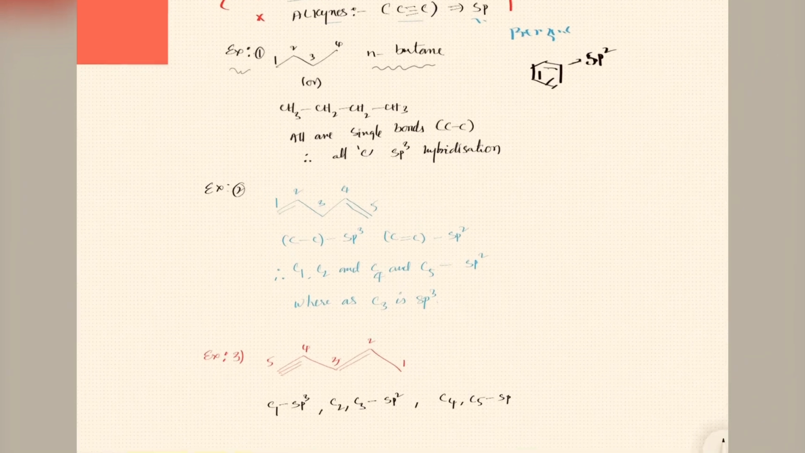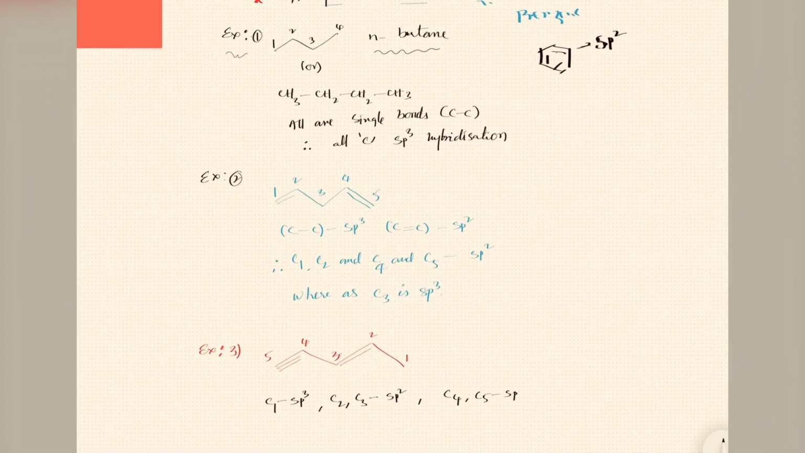So in the bond line formula, see this. 1, 2, 3, 4. Or you can take the condensed formula, CH3, CH2, CH2, CH3. All are single bonds, single bond, single bond, single bond. No double bonding. Therefore, we can conclude that all carbons undergo sp3 hybridization.